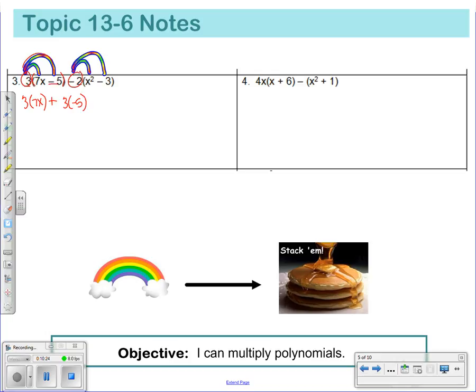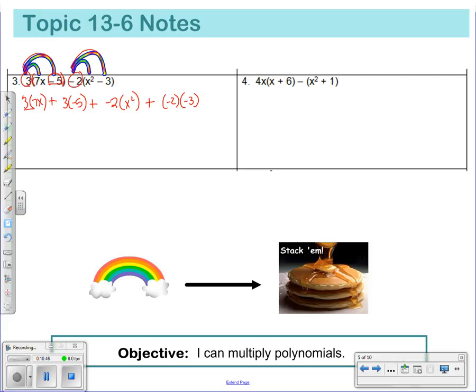I take the entire sign with it. Then we're going to combine that with the negative 2 times x squared, and then combine it with, so I'm using plus to show I am combining, a negative 2 times a negative 3. So my second arc.